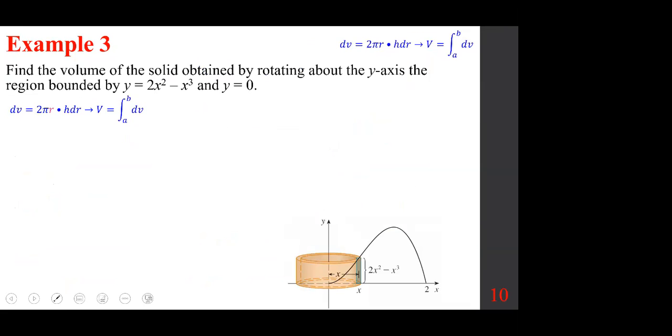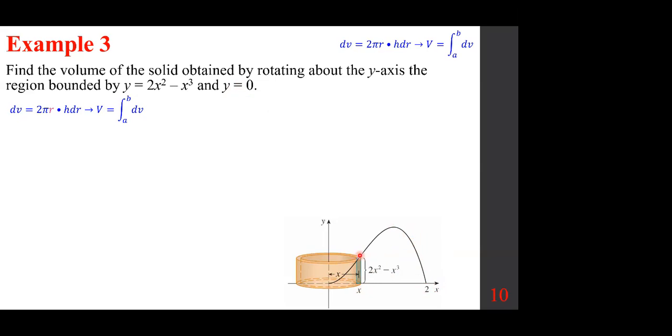We want to find the volume of the solid obtained by rotating the function y equals 2x squared minus x cubed about the y-axis, okay? So the region is bounded by this function, everybody, and the x-axis, when we say y equals 0, that means the x-axis. So this is the region.